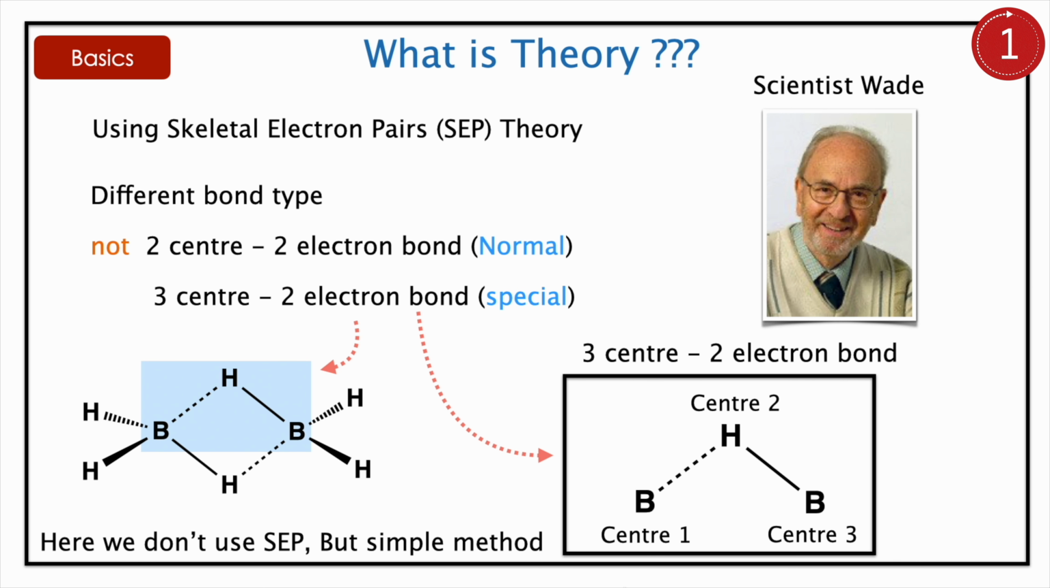So what is the theory behind that? Usually skeletal electron pair theory will be used. It was established by a scientist called Wade. That's why it is Wade's rule. Mostly the compounds form two center two electron bonds, but here it will form three center two electron bonds. It's a special kind and different from normal chemistry. So this rule is getting important.